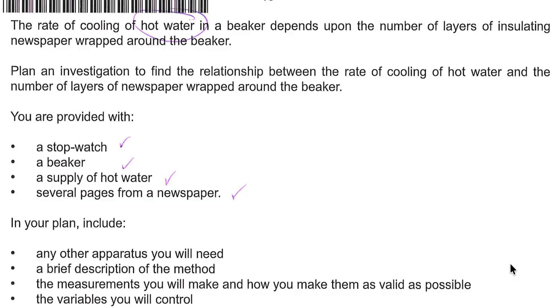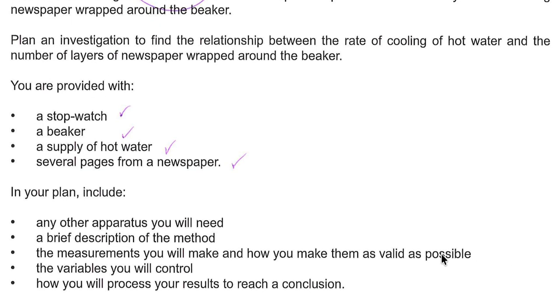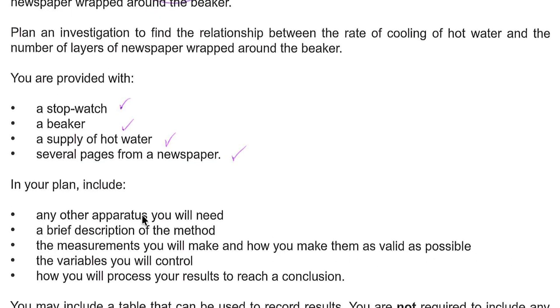Okay, and we're provided with a number of things: stopwatch, a beaker, supply of hot water, and several pages from a newspaper. And what we're going to do is add some equipment, make a description of the method. We're going to take the measurements, and how we'll make them as valid as possible. The variables we'll control and how you will process your results.